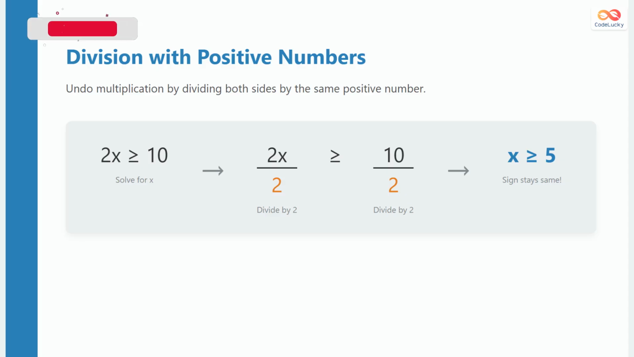Now consider division with positive numbers. Here we have 2x is greater than or equal to 10. Since x is being multiplied by 2, we divide both sides by 2 to isolate it. Again, because we are dividing by a positive number, the inequality symbol remains greater than or equal to. The solution is x is greater than or equal to 5.